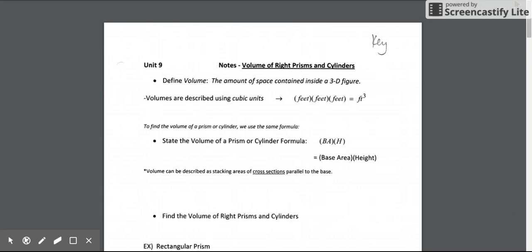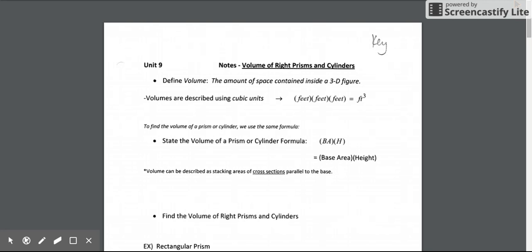In this video, we're going to be finding the volume of two different shapes, right prisms and right cylinders. And as it turns out, we're going to use the exact same formula to do it. So let's make sure we understand what volume is. Volume is the amount of space contained inside a three-dimensional figure.